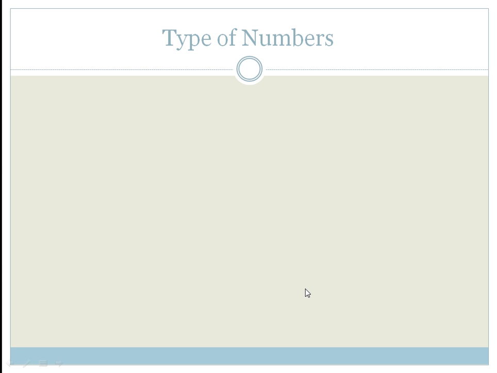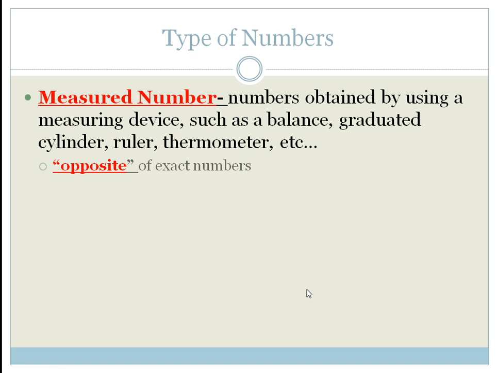Alright, so the other type of number are measured numbers, and these are kind of like the opposite of exact numbers. Alright, measured numbers we get by making a measurement using a device. And when we say device, we're talking like balance, graduated cylinder, ruler, thermometer. So we're making measurements, we're writing down numbers.